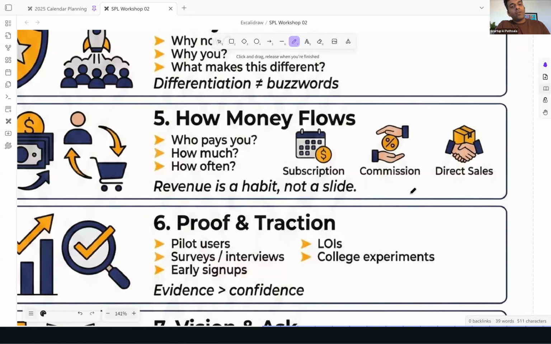So what is the question we need to ask? How much will the customer pay, how often will they pay, and who is your customer? Your customer is already defined up there, right? And in the last workshop we discussed different business models: subscription-based, commission-based, direct sales, and so on. There are a lot of different models, and we discussed them in the last workshop.